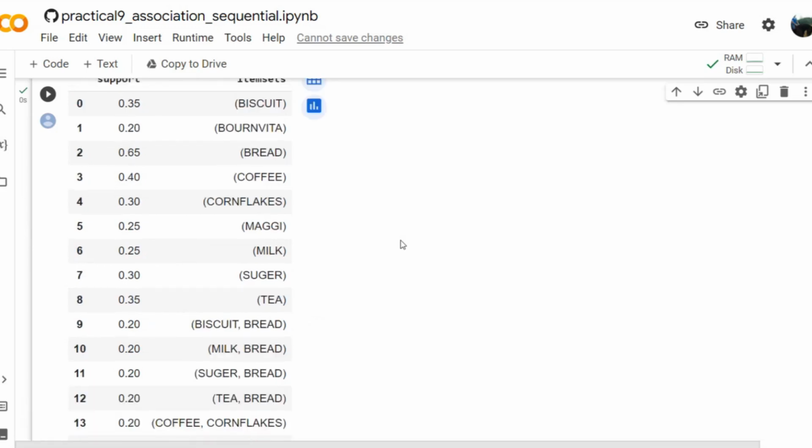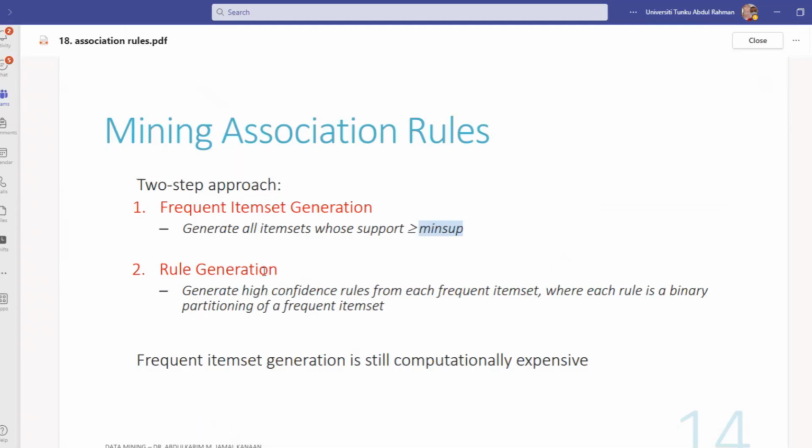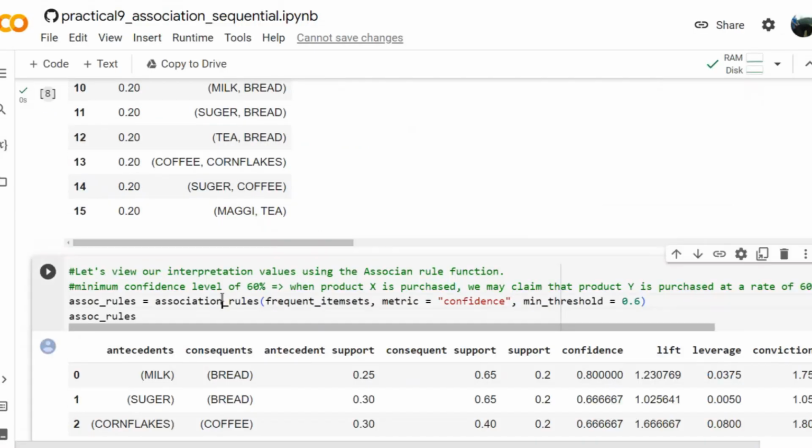So now we have the frequent item sets. What is the second step we need to do? We need to generate the rules. So we call the association rules function, and then we provide the frequent item sets, because we only generate rules from frequent item sets. And then we need to provide the metric. Remember, association rules have metrics to evaluate. So we have chosen confidence, and for the confidence we are looking for a minimum threshold of 0.6. That means the minimum confidence threshold is 0.6.